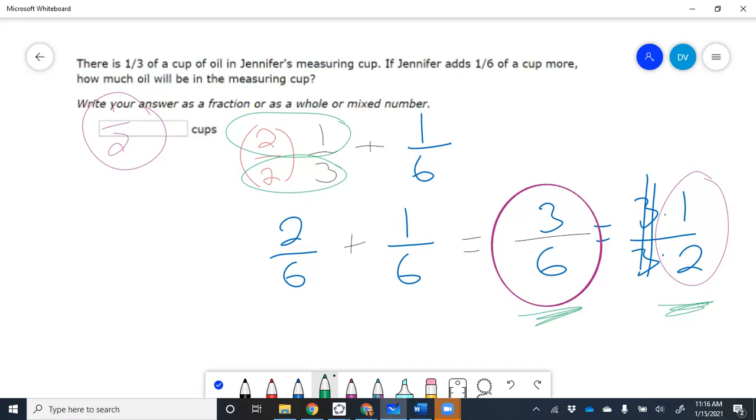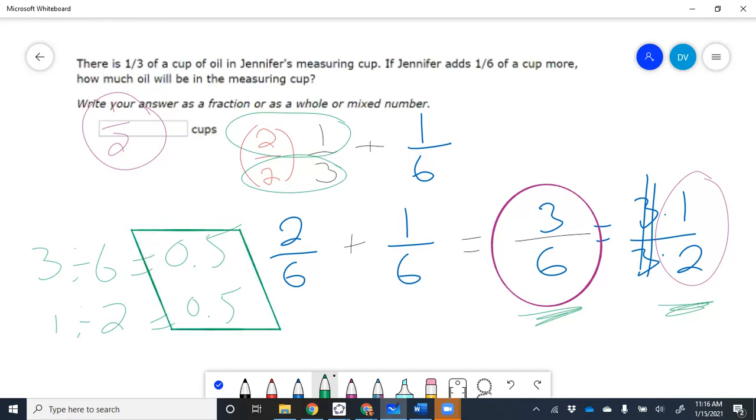And by the way, if you have a calculator, break it out. If you divide 3 by 6 on your calculator, you're going to get 0.5. Let me write what I just said. 3 divided by 6 equals 0.5. And so does 1 divided by 2. That's equal to 0.5. So these are the same, which means that those fractions are the same.